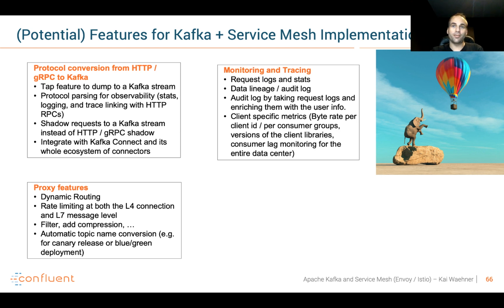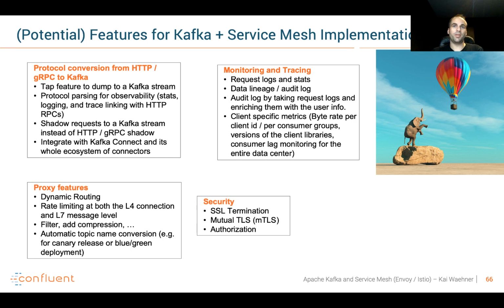Monitoring and tracing, of course. Kafka is built for large scale. It's used a lot for log analytics and these things. So things like data lineage, audit logs, and other client-specific metrics and analyzing all that. Here, all of that could be done on the Kafka level. It's more or less layer 7 with Kafka protocol, but TCP under the hood.